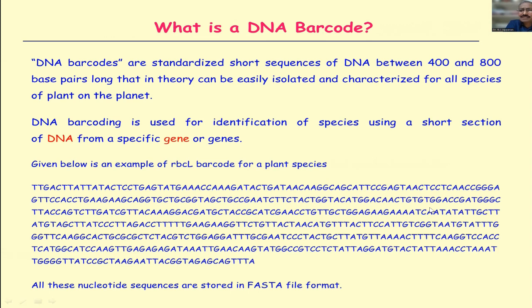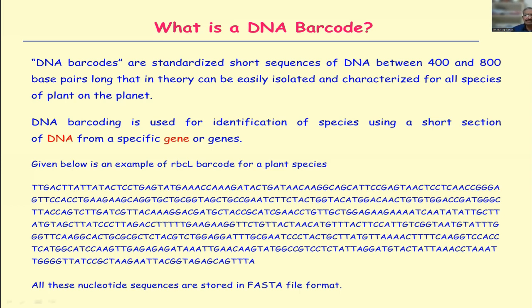For example, plants are green in color. All green plants have plastids, chloroplasts. And you know that the chloroplast itself has a genome, which we call the chloroplast genome or CP genome. So DNA barcodes are standard short sequences of DNA, between 400 to 800 base pairs long, that in theory can be easily isolated and characterized for all species of plants on this planet. So DNA barcoding uses specific sequences of nucleotides for identification of species, using a short section of DNA from a specific gene or genes.